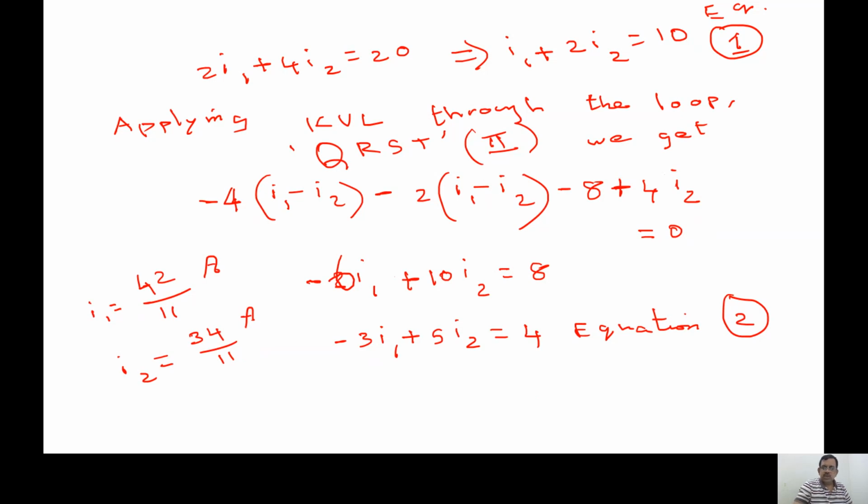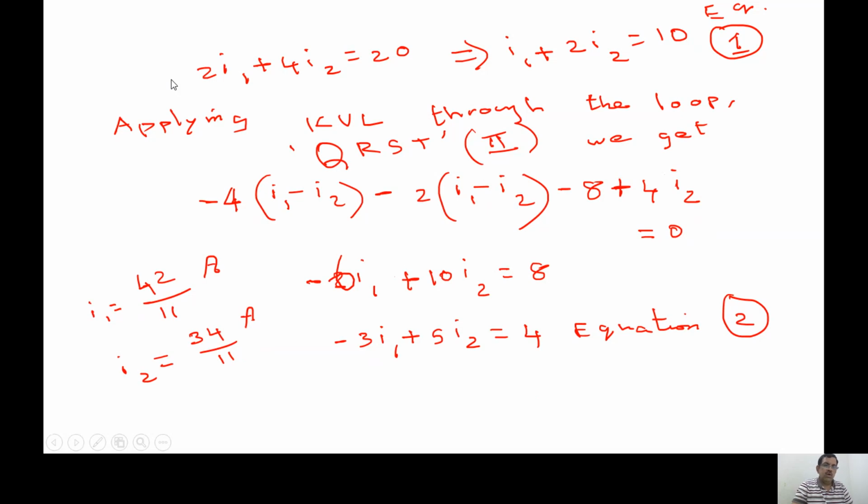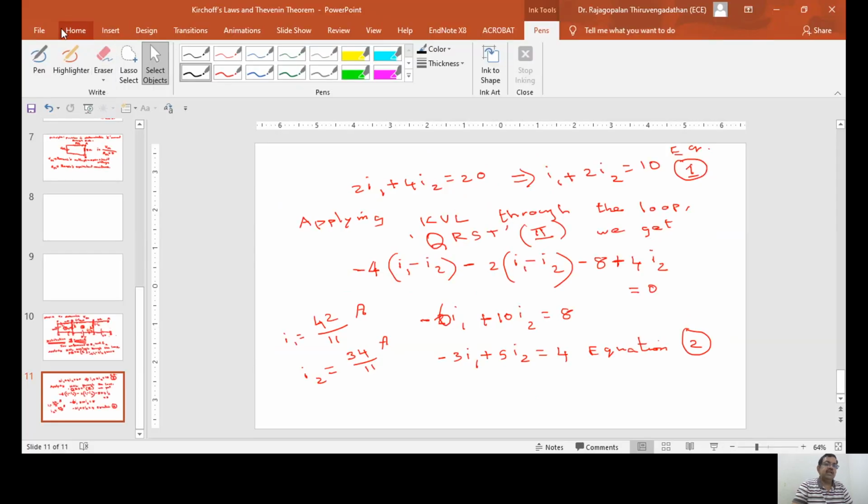And once I know I2, I substitute in one of these equations and I will get I1. It's very simple. So having said that, now let us go for VTH. Our aim is to find VTH.